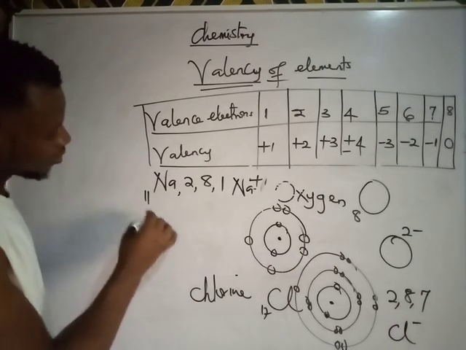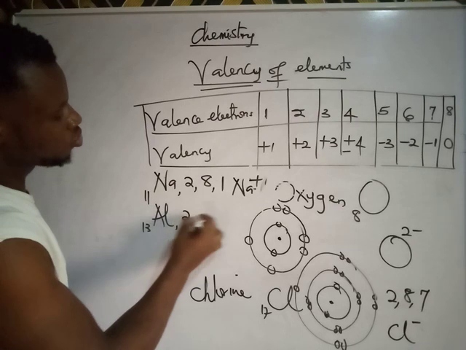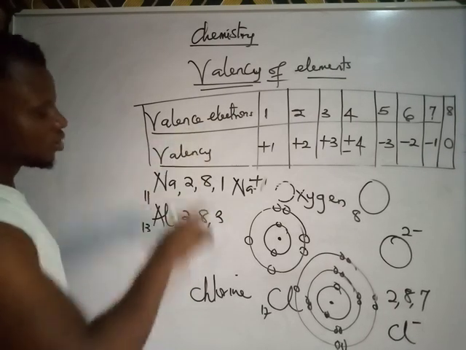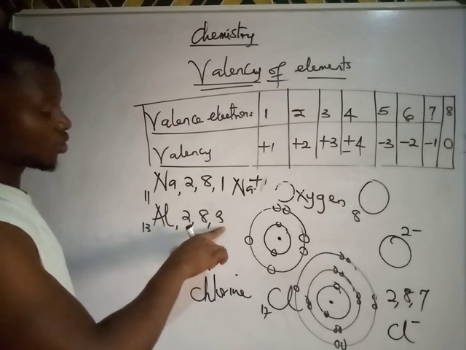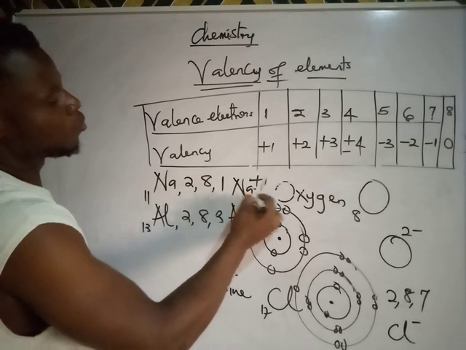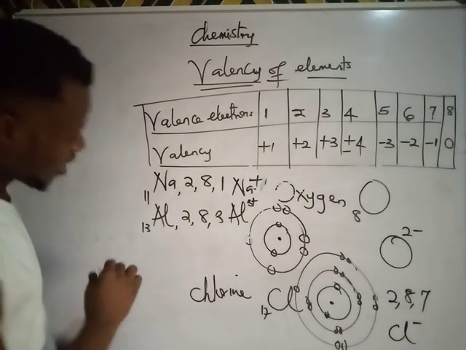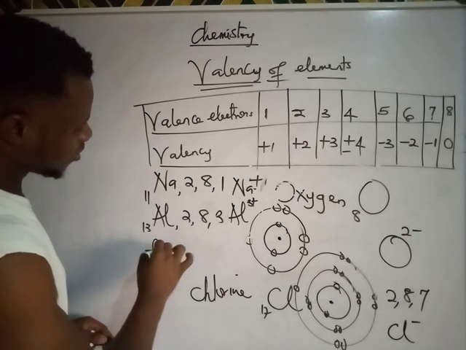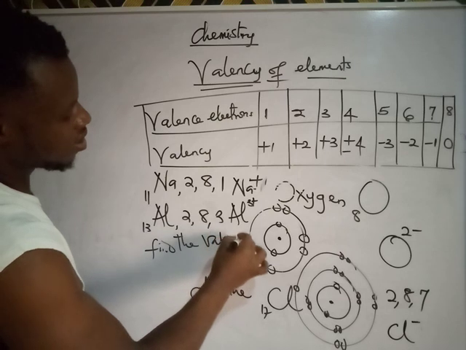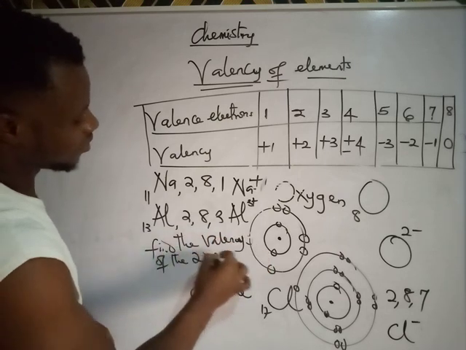So we have another one, aluminium, which is number 13. Aluminium should be 2, 8 and 3. The last shell, which is the valence electron, is 3. The last shell contains 3 electrons. So therefore, aluminium should be +3 when the valence electron is 3. So with this, can you find the valency of the 20 elements?